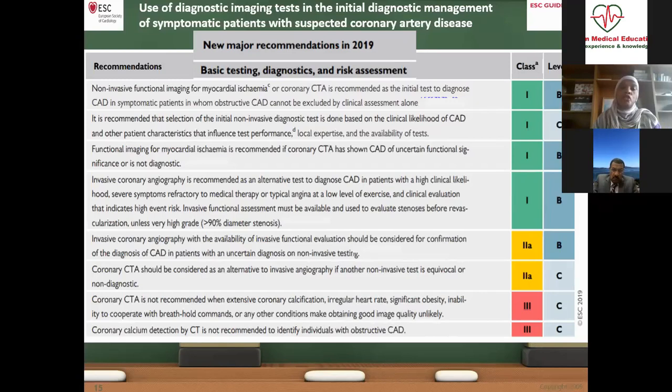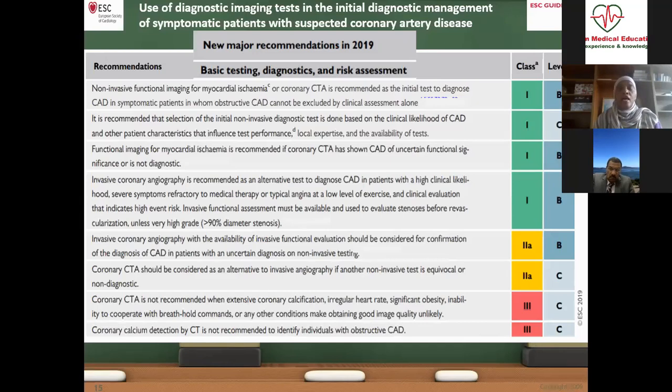So class one, non-invasive functional imaging with stress cardiac MR or stress echo or even PET scan or myocardial perfusion scan, or cardiac CT coronary angiography, which is almost considered a separate entity because it's mainly an anatomical test. So we now have anatomical and functional tests, and we have the ability to assess those patients with functional tests invasively and non-invasively.